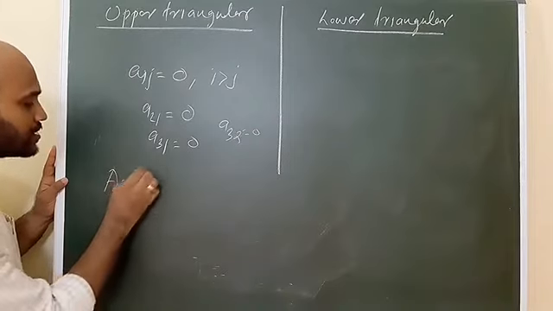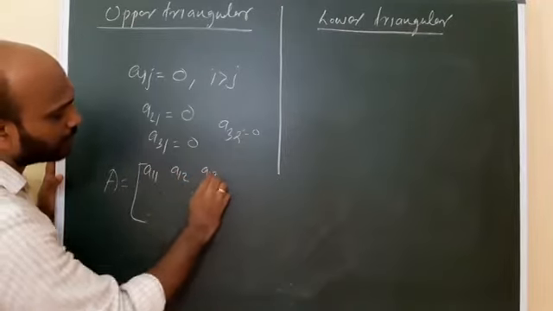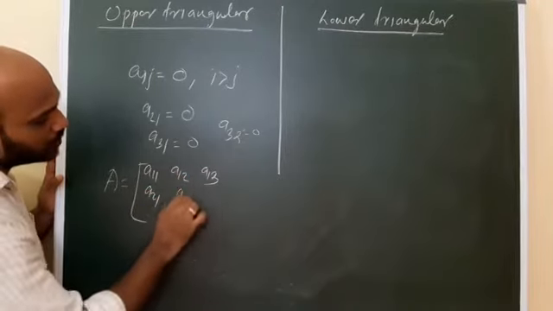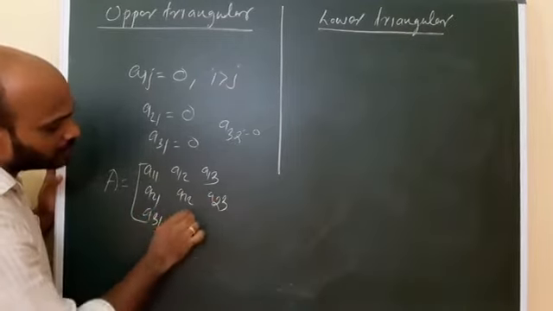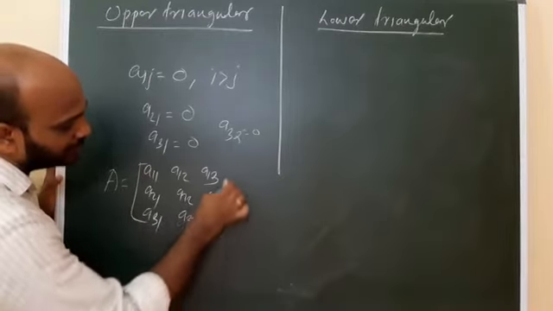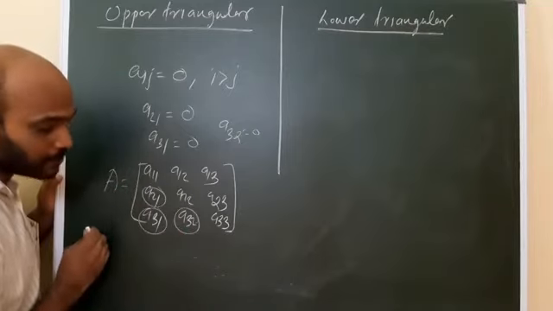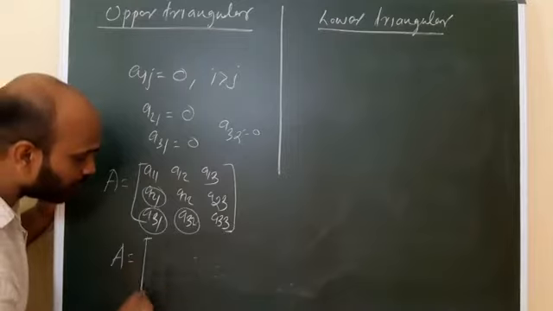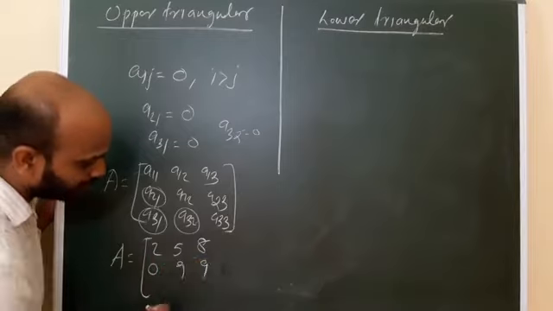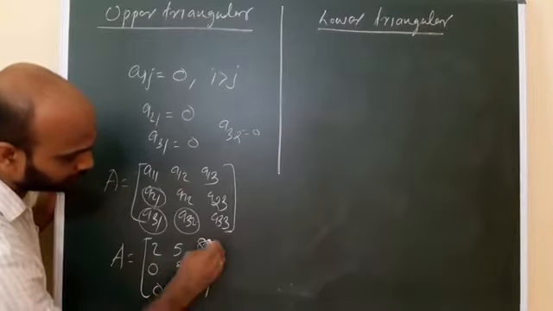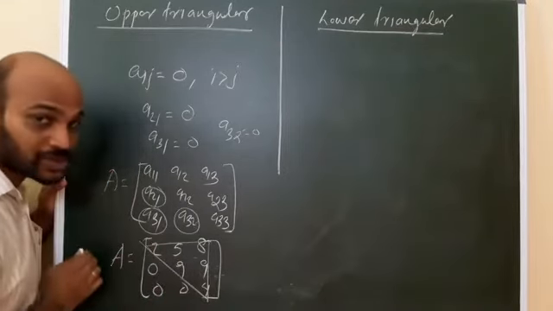Example for an upper triangular matrix. So A11, A12, A13, A21, A22, A23, A31, A32, A33. So A21, A31, A32 should be 0. For example, A equal to the matrix 2 5 8, 0 9 9, 0 0 4. Okay, so here you can see one triangle. That is what is called an upper triangular matrix.